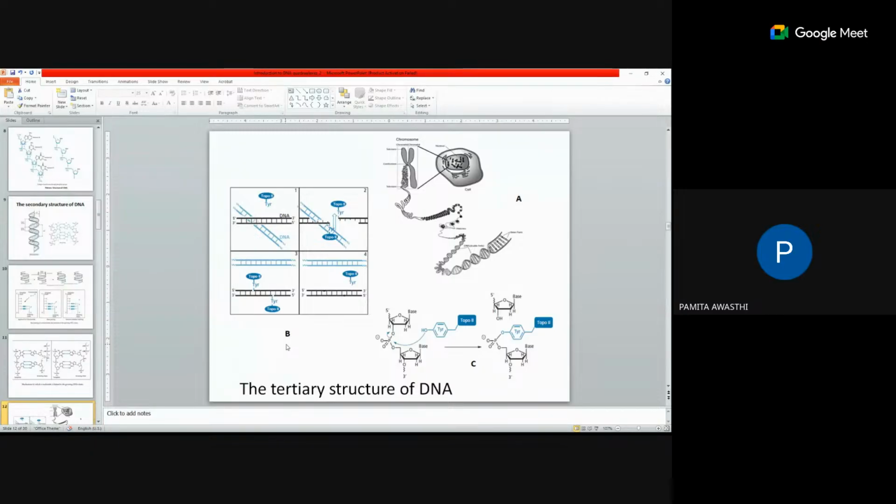But in reality, DNA is an extremely long molecule. It is so long. This is the structure of the cell, and here we have a nucleus. It is so long that it would not fit into the nucleus of the cell if it existed as a linear molecule. So it has to be coiled into a more compact three-dimensional shape which can fit into the nucleus, and this whole process is called supercoiling.